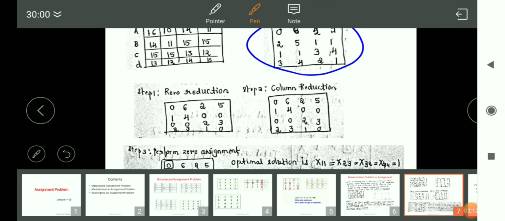So this is the matrix that we get after subtracting all the elements of the profit matrix from the largest element, that is 16. The next step is to apply the Hungarian method to solve this problem. First we perform the row reduction, so this is the cost matrix that we get. Next we perform the column reduction, that is subtracting the column minimum from each column. Next we perform the zero assignment.